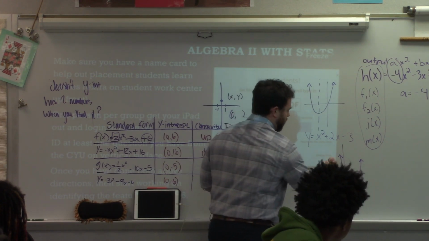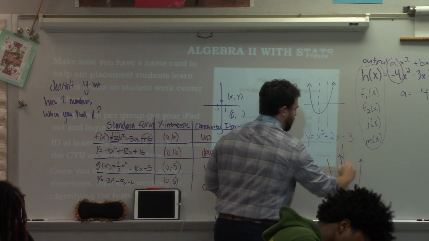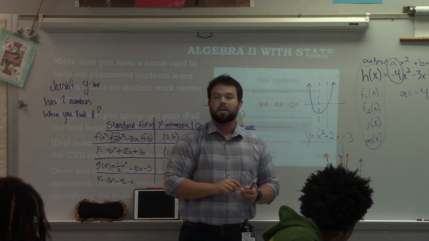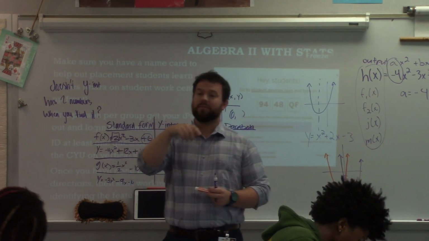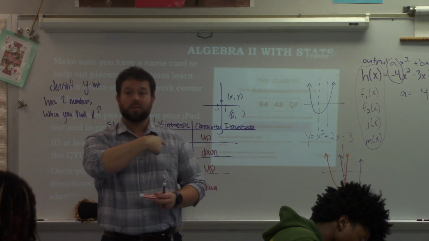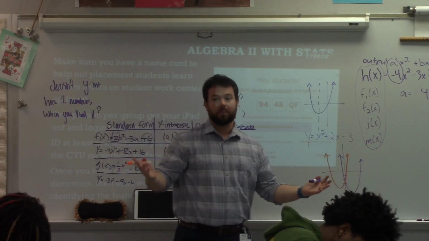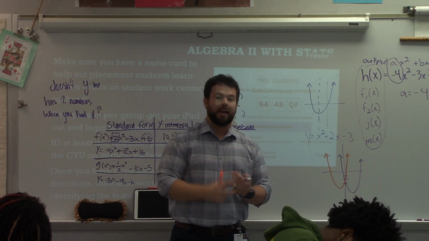Or, it can look like this. Notice they're both parabolas, they're both concave up, and they both have that y-intercept. We will learn about how to find what the vertex is soon, but as long as you have one of those two things, that's all I care about. It has the right y-intercept and it has the right concavity.